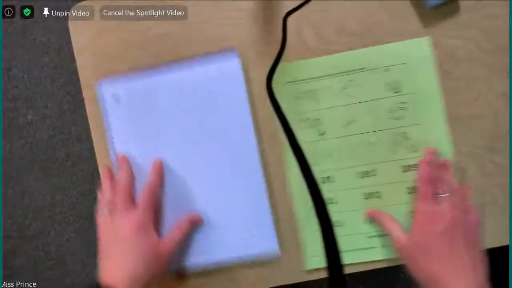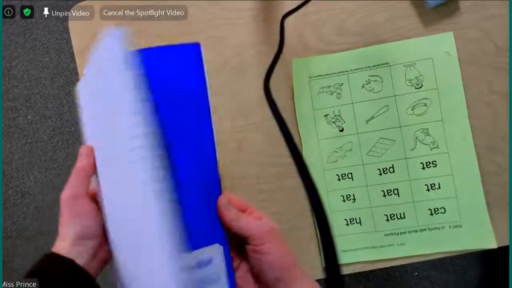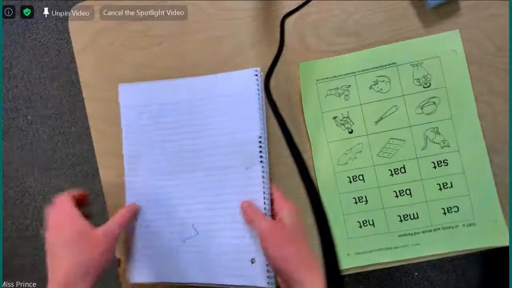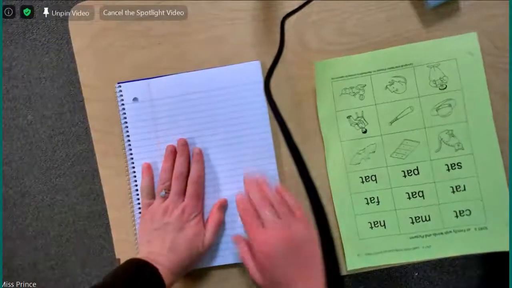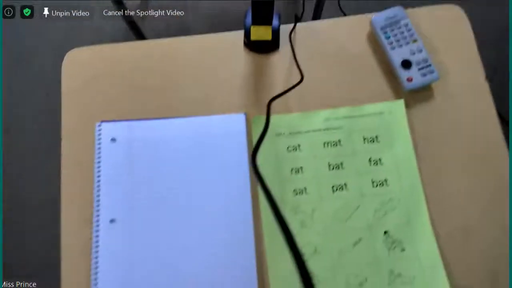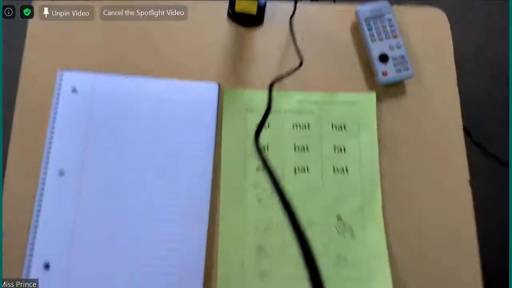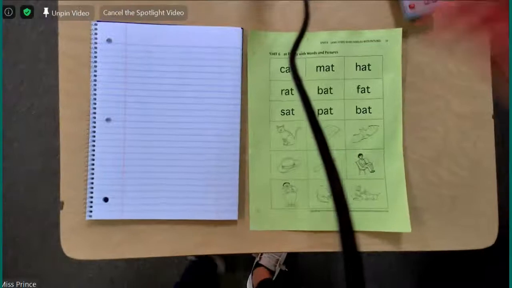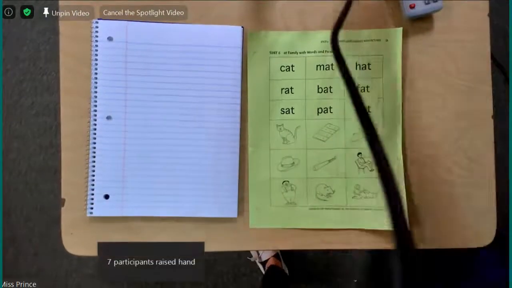And you're also going to want your notebook. See how I have my notebook ready? I'm going to go to a blank page, and I'm going to have these 2 things ready in front of me. Go ahead and show me that you're ready by raising your hand. I'll give you about 1 minute to go get all of your stuff ready.